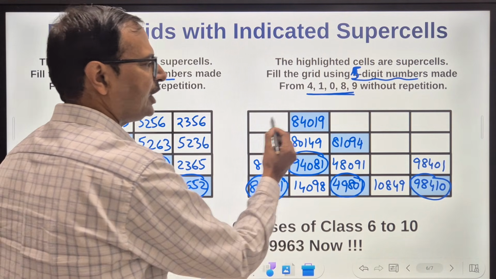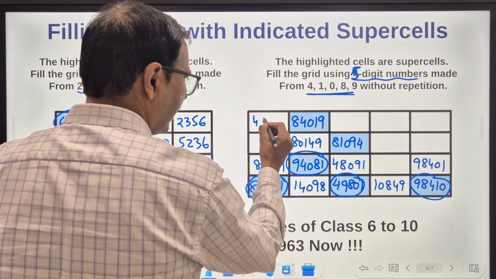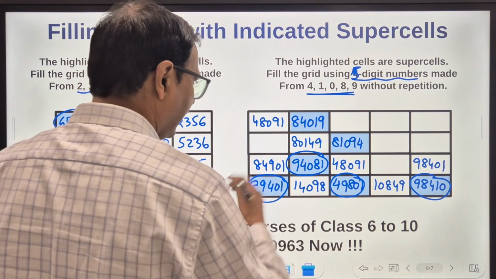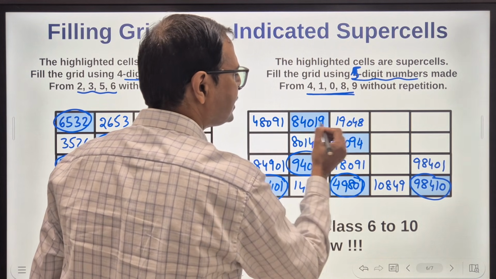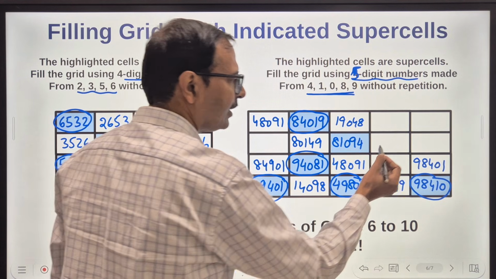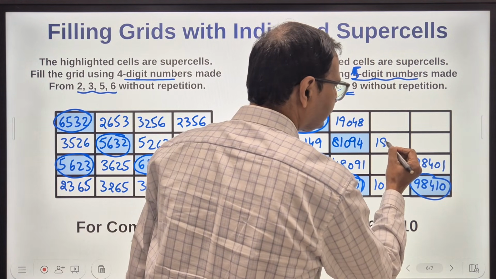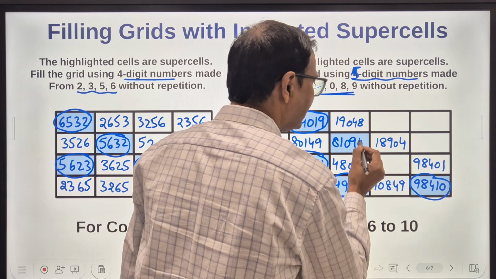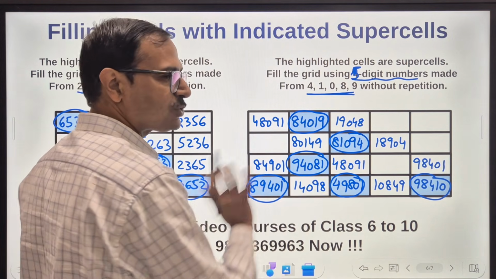For this one, we need 2 smaller numbers here, first and third. So this is 48091, and for the third one I have used 19048. So you can see this has become a supercell now. For this one, 3 are already there. I need a number here which is 18904. See, no repetition is being done and all numbers are different. So this becomes a supercell.